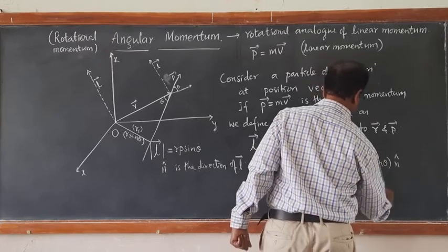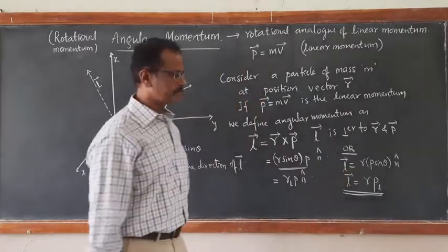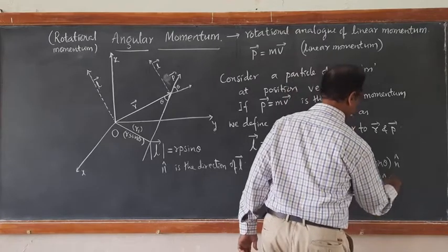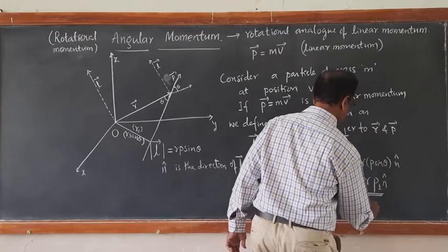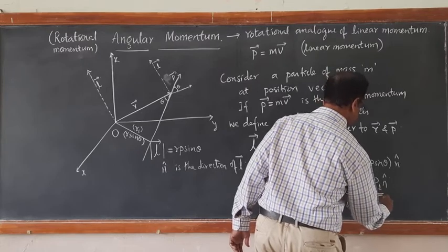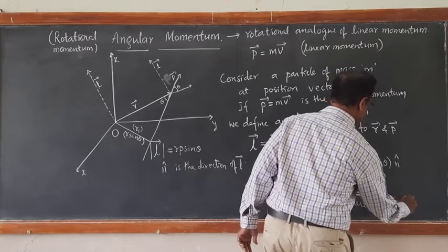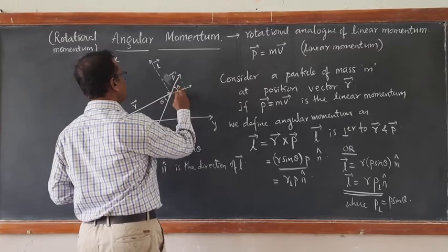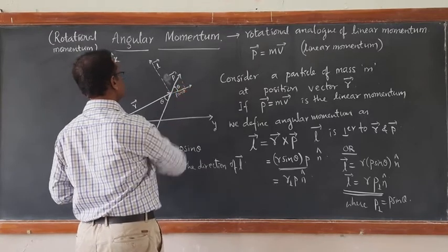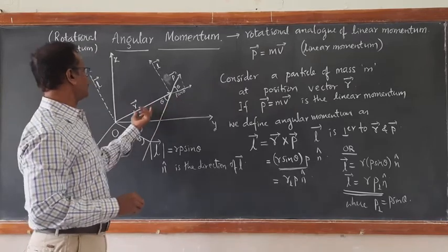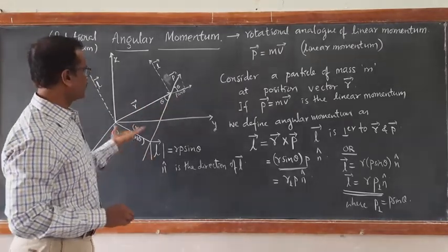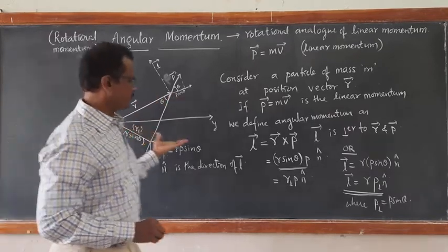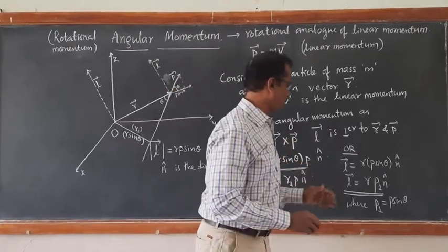L vector is equal to r into p perpendicular, where p perpendicular is p sin theta into n cap, where p perpendicular represents p sin theta. In the same way, you can draw a perpendicular from p on r. So this becomes p sin theta. This p sin theta multiplied by r gives you the same angular momentum, that is the L vector.